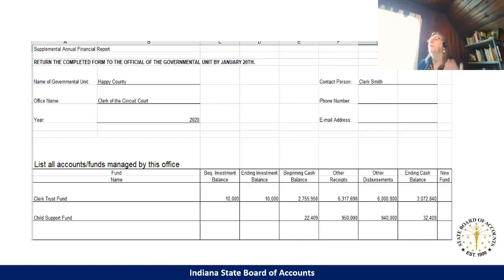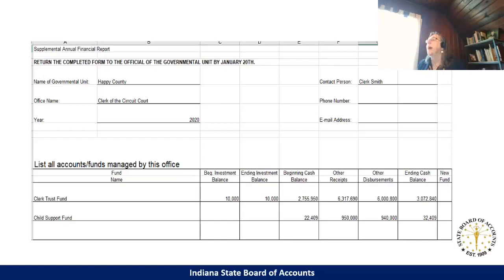So the total amount, so that you understand, the total amount in the trust fund in this example is the cash balance, the $3,072,840 plus the $10,000 investment. So it's really $3,082,840 because it's the investment plus the cash together. The cash is in a demand account, so it's in a checking account more than likely. And that ending balance, those two together, should tie to your bank reconcilement for your trust account. In this case, the child support account has beginning cash and ending cash, and that should tie up to your reconcilement for your ISETS account.